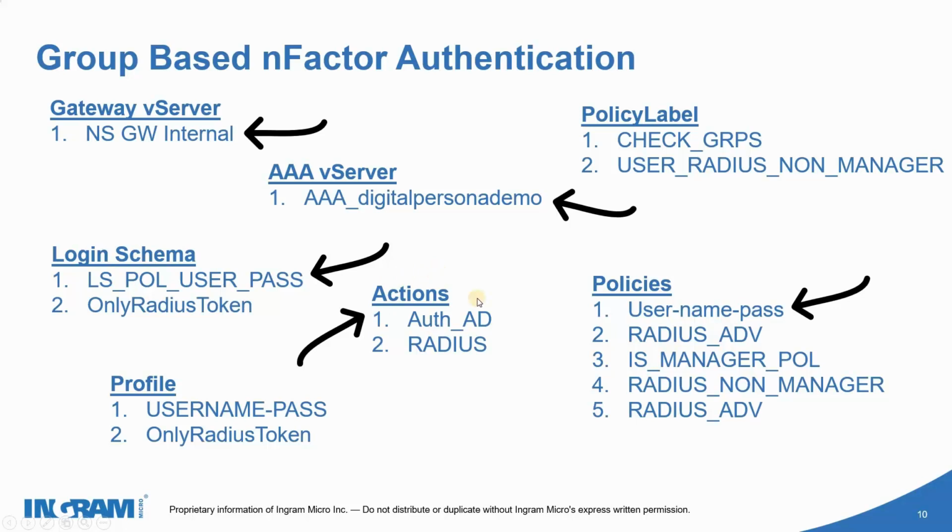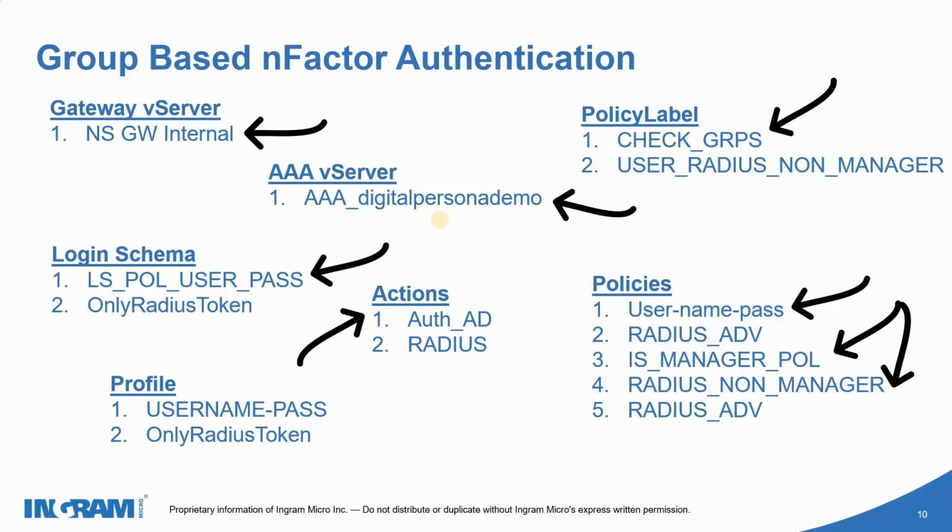That authentication policy has a go-to expression assigned to it called next. What that's doing is proceeding to a policy label called check groups. So after a user authenticates using their LDAP credentials, it's going to automatically go to this policy label. This policy label is a little unique. It has no logon schema assigned to it. Instead, it has two policies assigned to it in a specific order to check the recently authenticated user's group membership.